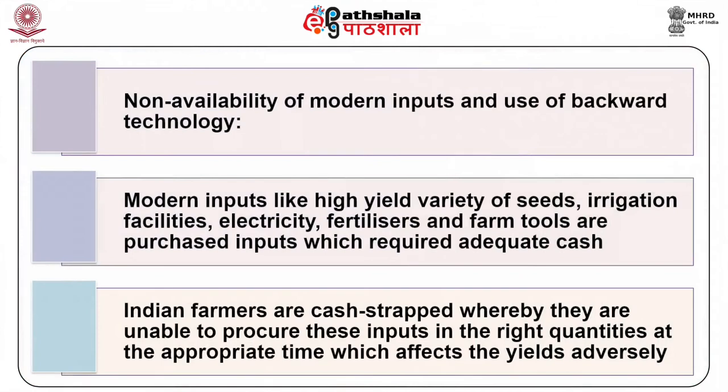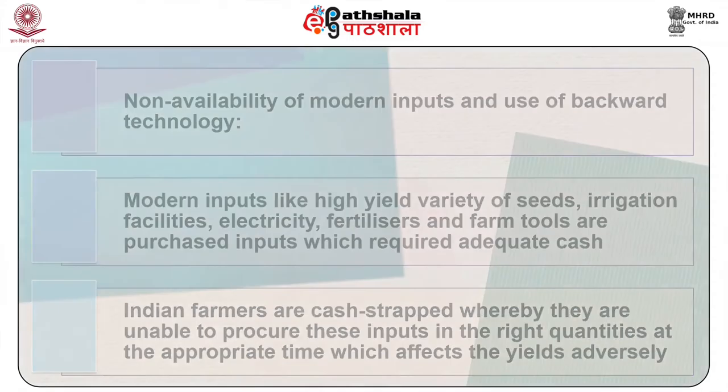Sixth, non-availability of modern inputs and use of backward technology. Modern inputs like high yield variety of seeds, irrigation facilities, electricity, fertilizers, and farm tools are purchased inputs which require adequate cash. Indian farmers are cash strapped, whereby they are unable to procure these inputs in the right quantities at the appropriate time, which affects the yields adversely.